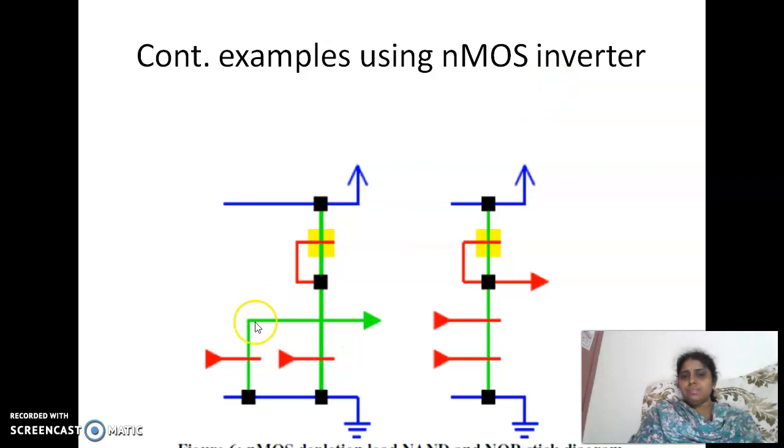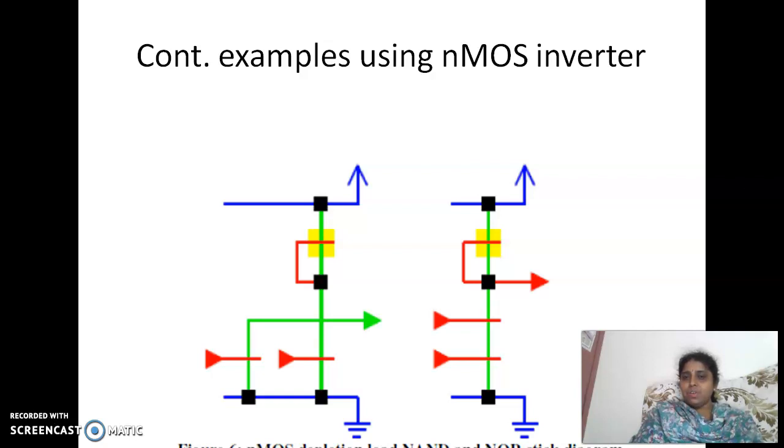So we can have these two transistors in parallel, and these two transistors in series. Series indicates the source of one transistor is connected to the drain of the other. If the source of one transistor is connected to the source and the drain of one transistor is connected to the drain, that is a parallel combination. So we know how to draw the schematics.